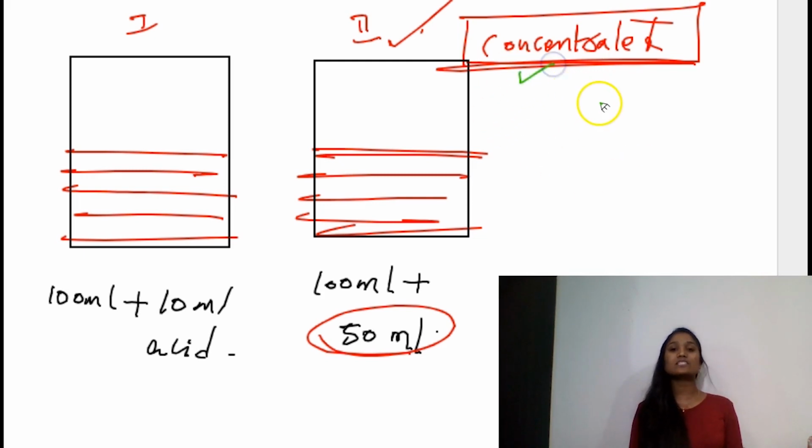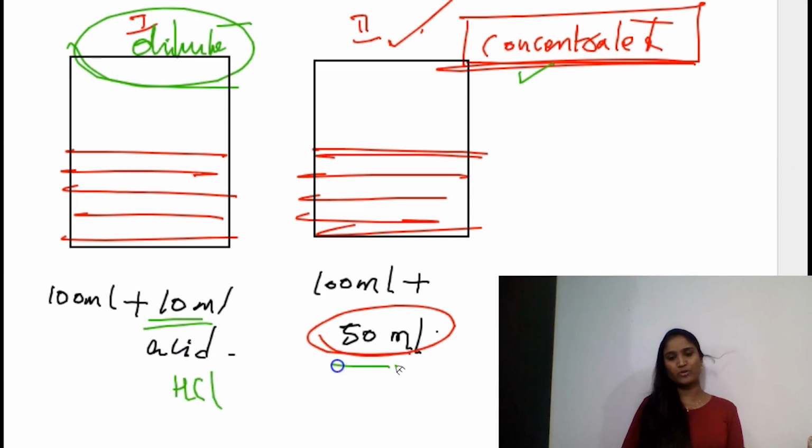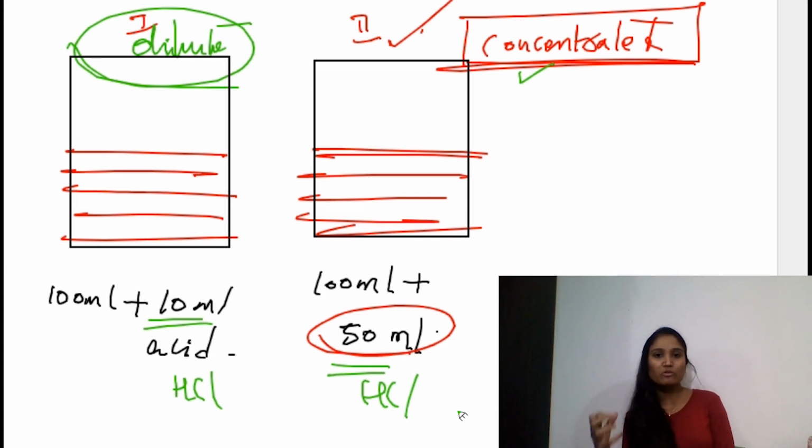Okay, so this is called as concentrated acid. So what's concentrated acid? Something which has more quantity of acid in the given sample. Then what is the opposite of concentrated? Opposite of concentrated is called as dilute acid. Okay, so now see, assume that this 10 ml of acid is HCl, 50 ml is also HCl. Both the containers are HCl solutions only, correct? But then one is more powerful because it has more quantity of HCl. Other is less powerful because it has less quantity of HCl.